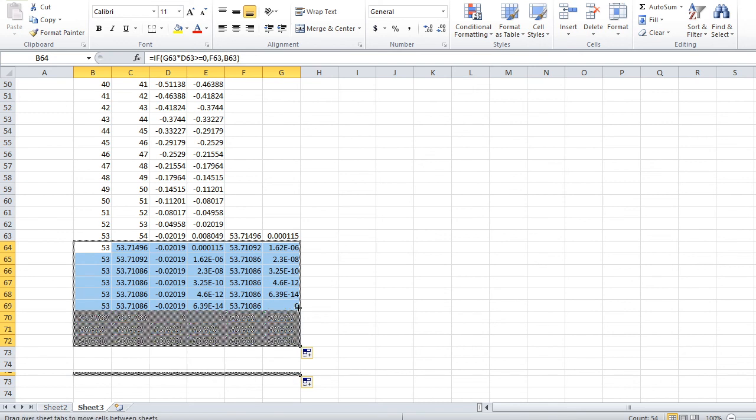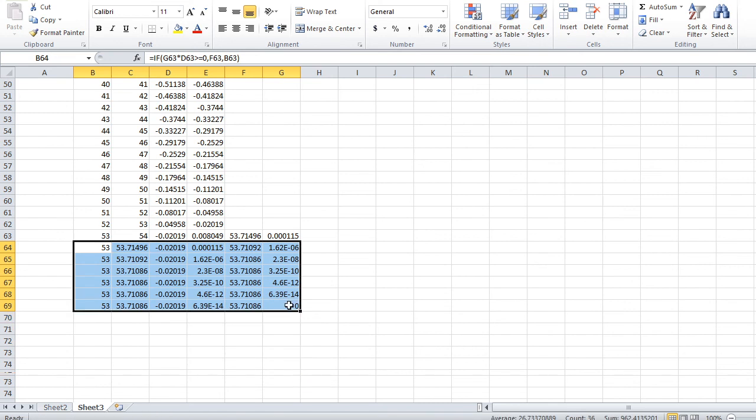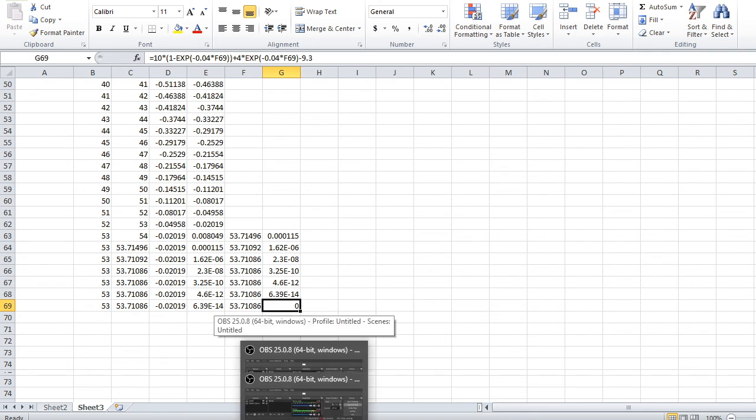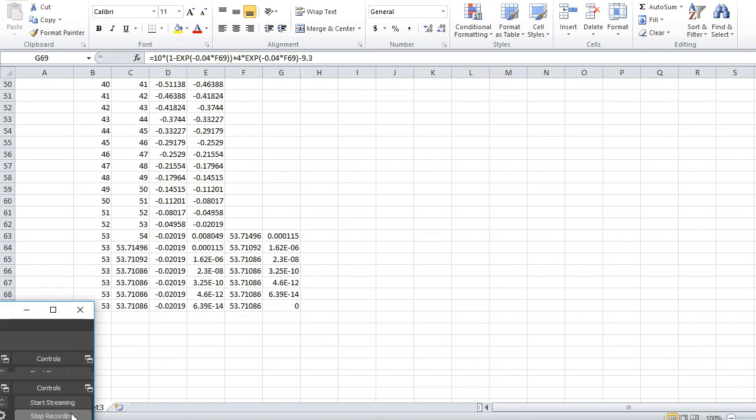So we get the value of f of tr at this interval 53 and 53.7. We get the value of tr which is equal to 53.7086, and then we get the value of f of tr which is equal to 0. So our root is 53.7086. So this is the method of false position. Thank you so much.